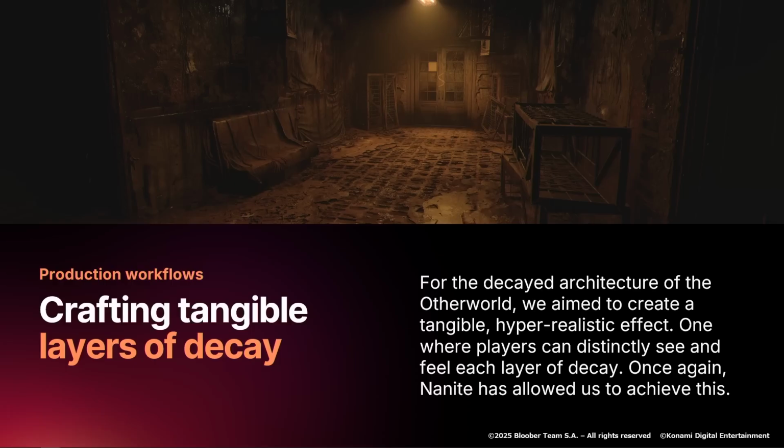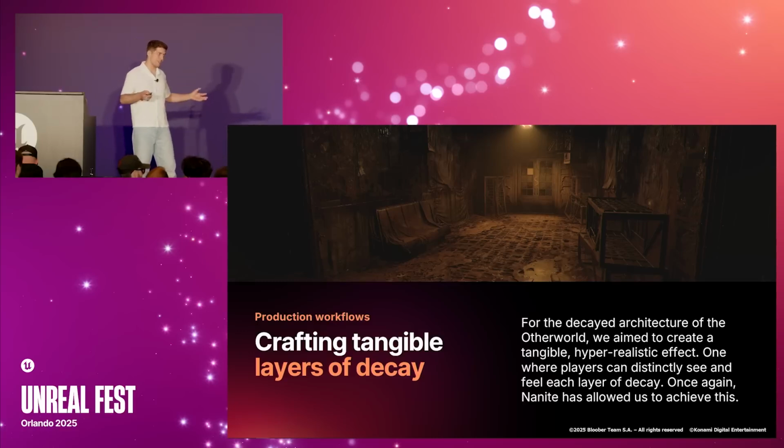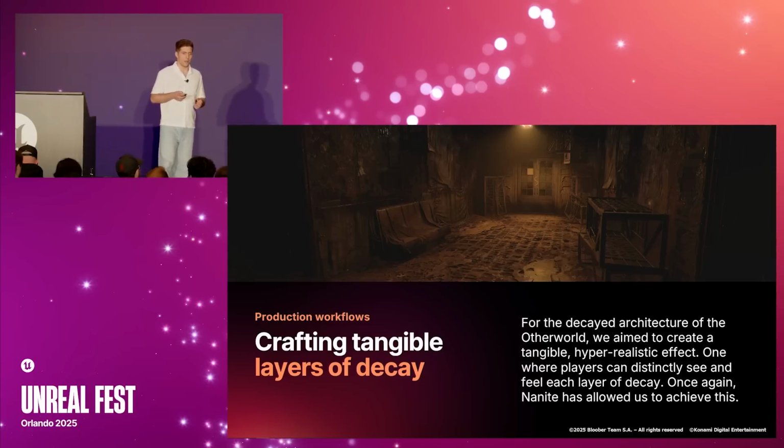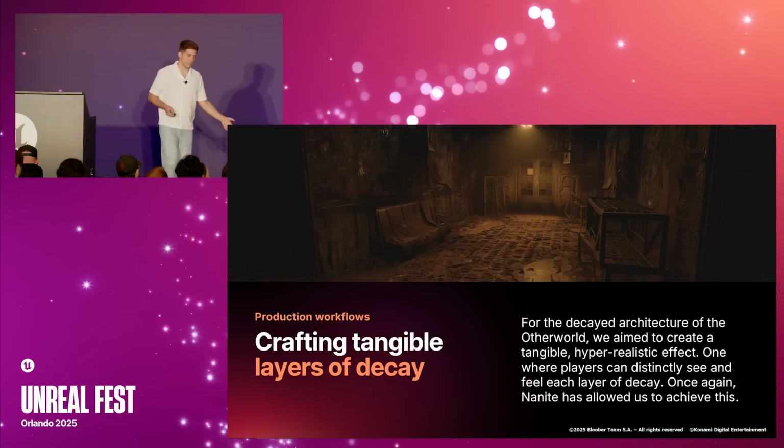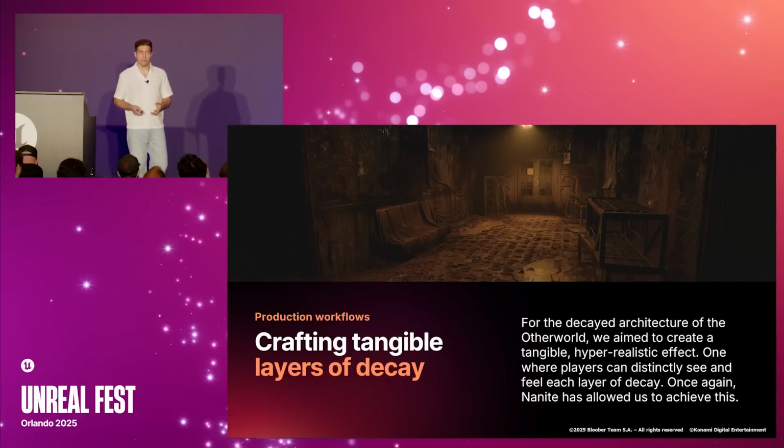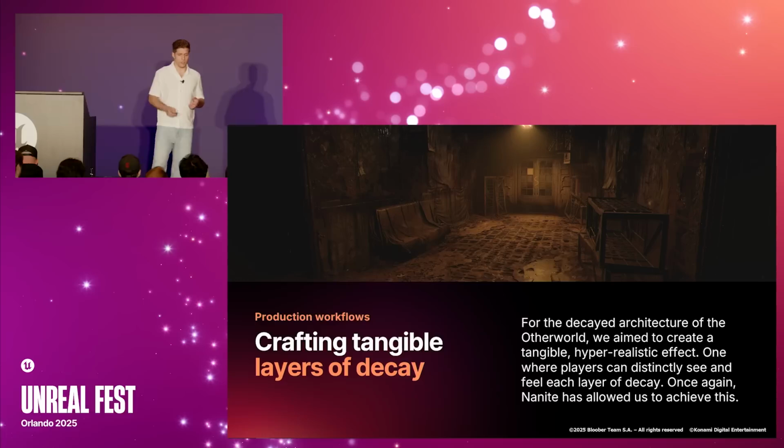So now we go into the second pillar, which is crafting the tangible layers of decay. What I mean by tangible is we wanted the player to almost feel like they can smell the room they're in. They can reach out and touch all of this rust, this corruption and decay. And Nanite helped here massively, as I will explain a bit later, because with all this extra geometry, with all this extra layering we could achieve, the player could spend a couple seconds standing in place and just observing the environment around them, because there were so many layers we've added to it.